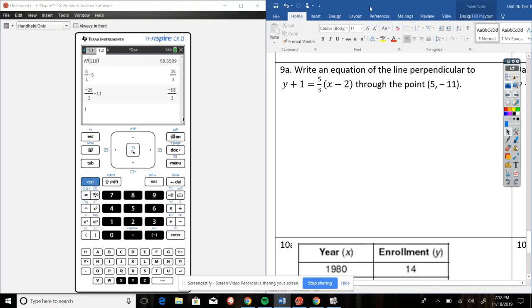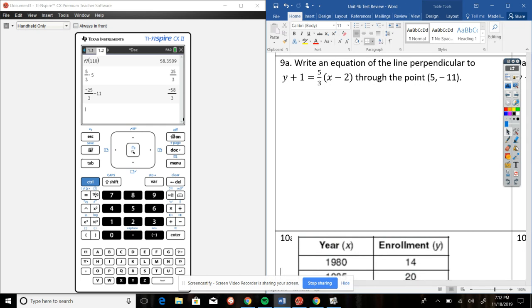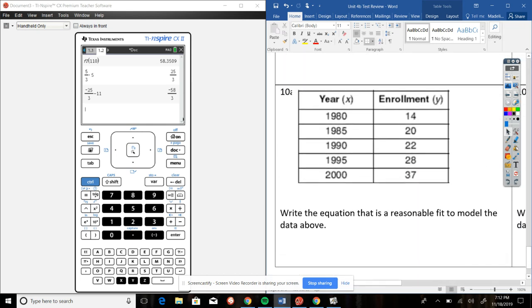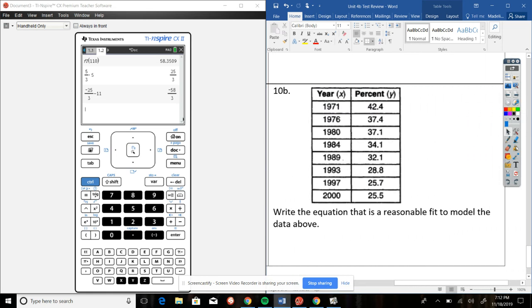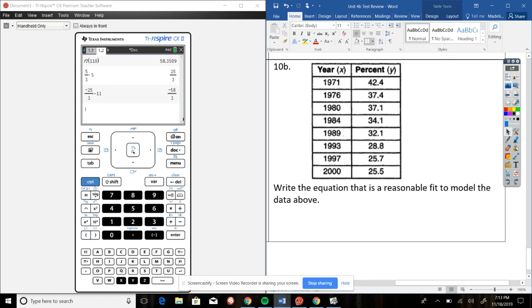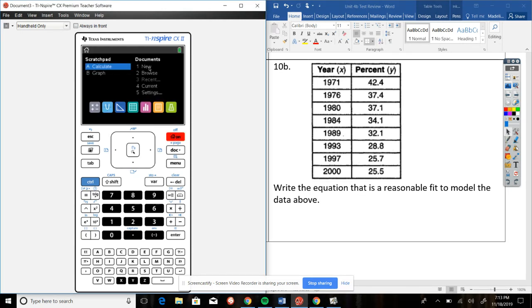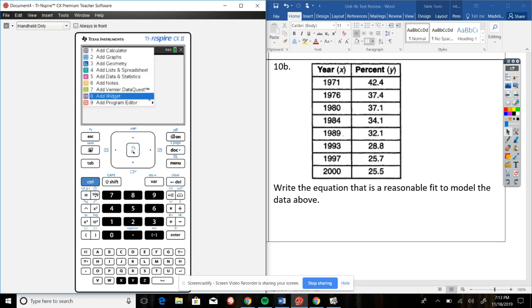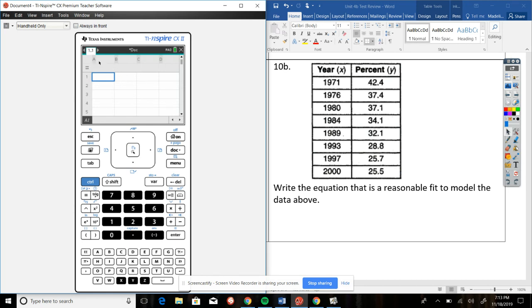So next, and is this the last one, I think? Last one, it wants us to write an equation that has a reasonable fit to model the data above. So again, this is a regression problem, so we're going to be using our calculator again. So let's start over. Go to your home page, hit New Document. Don't save the old one. Add lists and spreadsheets. Where A is, put X. Where B is, put Y. Then we're going to type in everything.